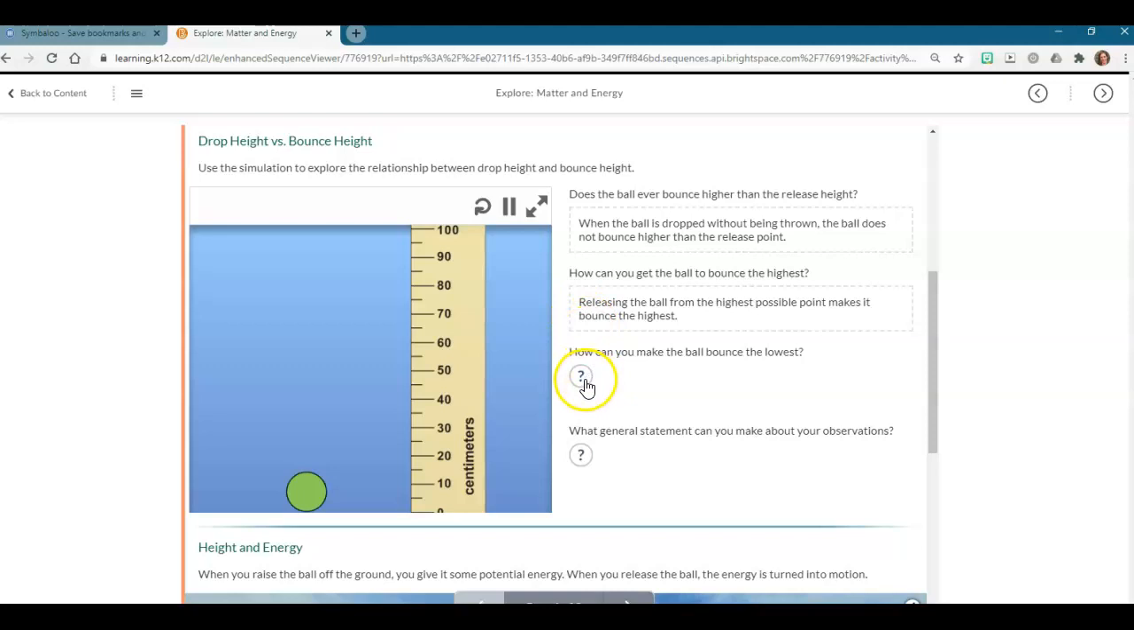And then how could you make the ball bounce the lowest? If we're thinking about that, releasing it from just above the ground, a lower drop height is going to be a lower bounce height. So what general statement can we make about this is that the release height of the ball determines the maximum bounce height of the ball.